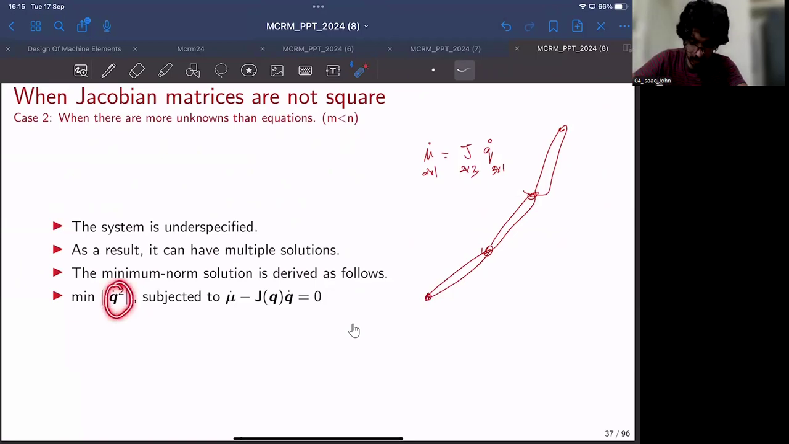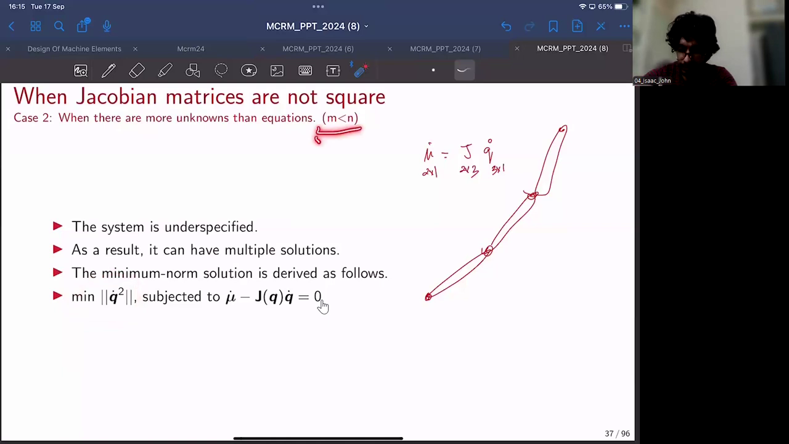Now, this q dot can be associated with the kinetic energy of that joint, something proportional to velocity squared. And if a solution has minimum norm, the energy requirement of that particular solution would be lesser than any other solution. So that is why we would typically go for this minimum norm solution when the system is underdetermined, or when m is less than n, or in other words, when there are more unknowns than equations.